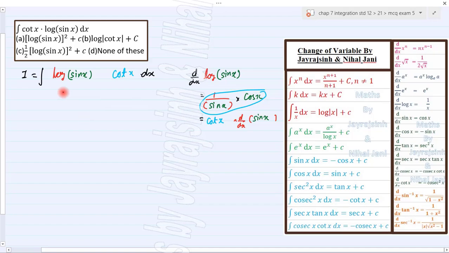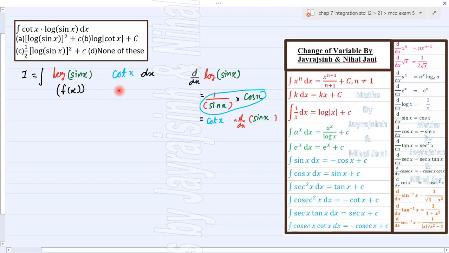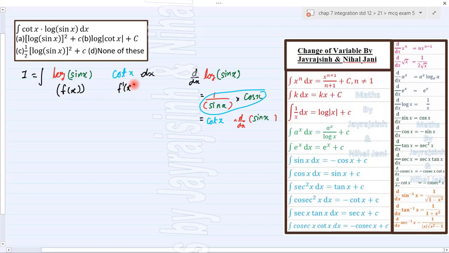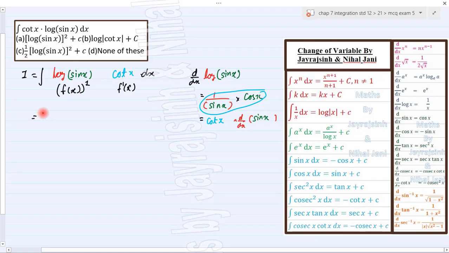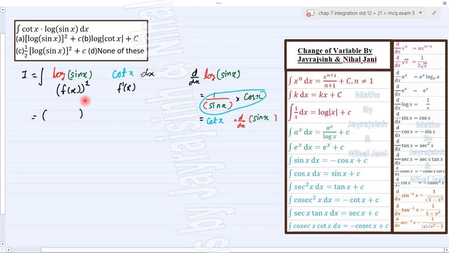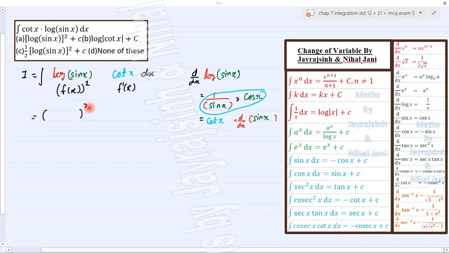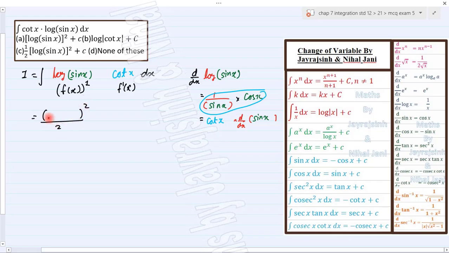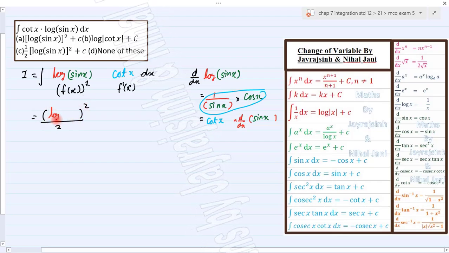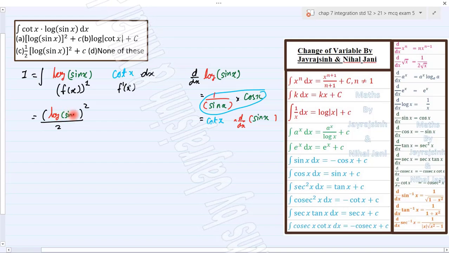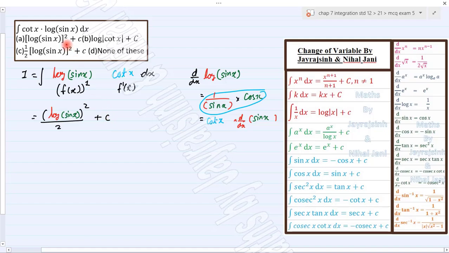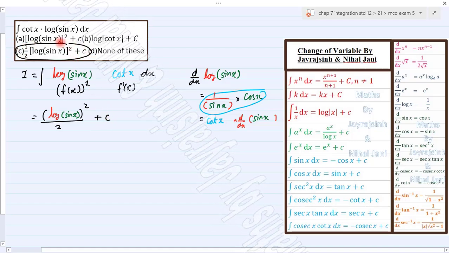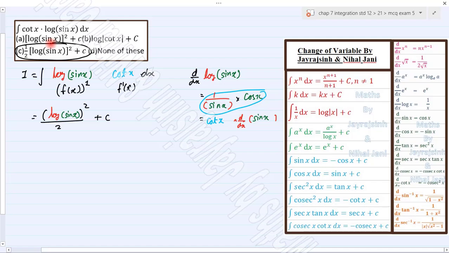So as you can see, if we consider log sin x as your f x, then its differentiation is available within the multiplication. So to integrate this term, we just have to take one extra power. So we get box square upon 2, or we can say log sin x the whole square upon 2 plus c, which is given in option C. Ta-da!